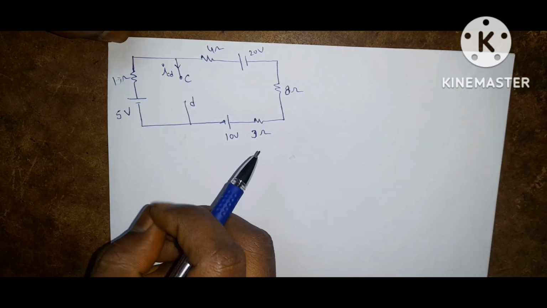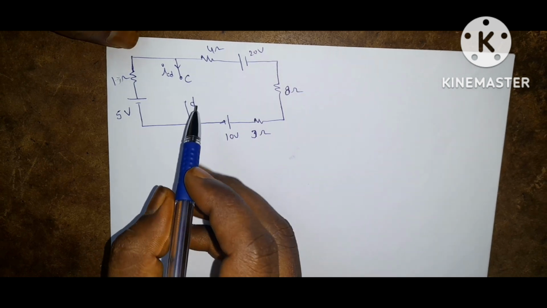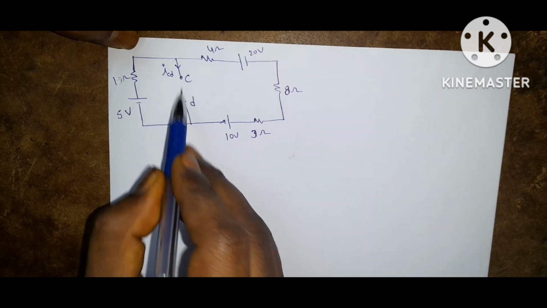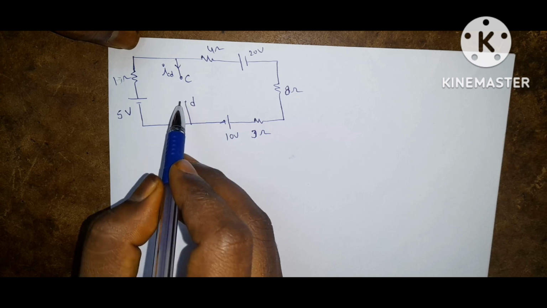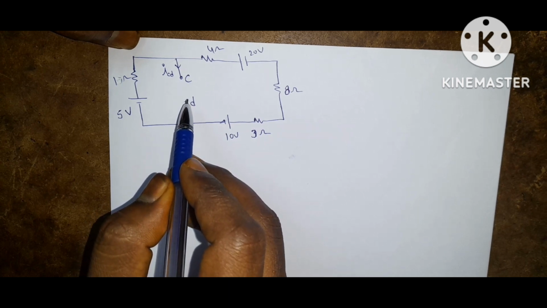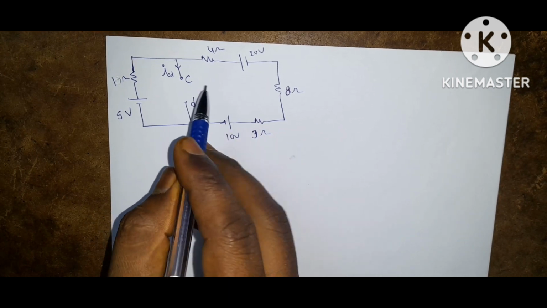This is the given circuit. The examiner is asking the current flowing through this link, and the resistance of this link is given as 0, that is short circuit. 0 ohms means short circuit.